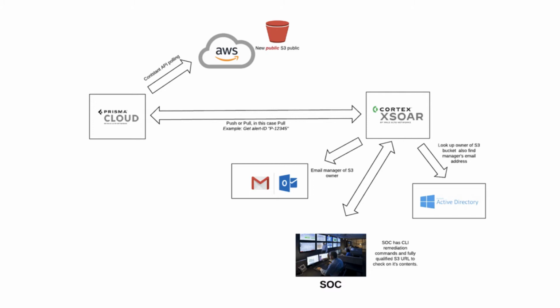From there, the SOC will have all the remediation commands needed at their fingertips. They're going to have the fully qualified link to go look at the actual data that's in there. They're going to be able to run an AWS CLI command if they have access to that account. They can remediate it by remediating from XSOAR, which will then talk to Prisma Cloud, and Prisma Cloud will be doing the remediation.